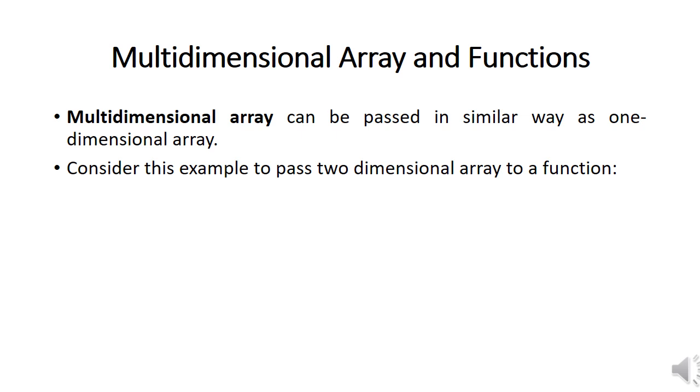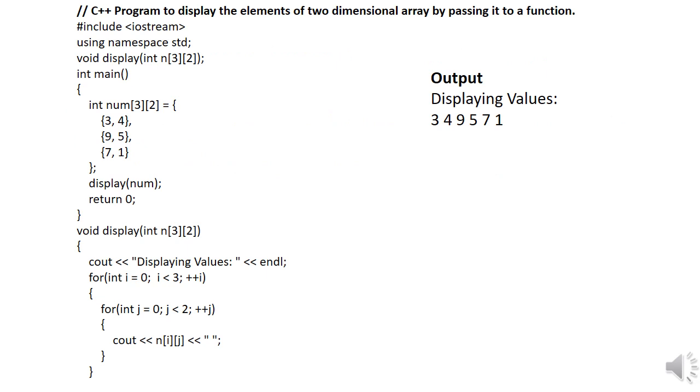Next, we will see how to pass a multi-dimensional array as an argument into a C++ function. A multi-dimensional array can be passed in a similar way as a one-dimensional array. So an example will give you a clear idea about how to pass a two-dimensional array to a function. This is an example of how to pass a two-dimensional array as an argument into a C++ function. This program displays the elements of a two-dimensional array by passing it to a function.